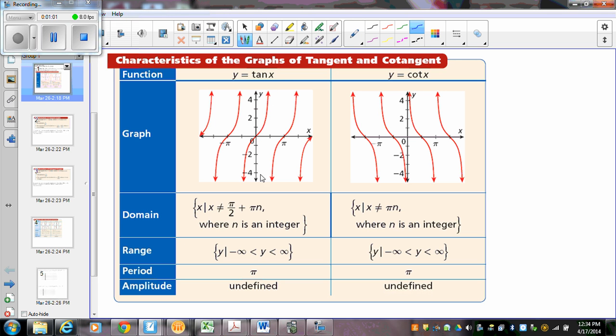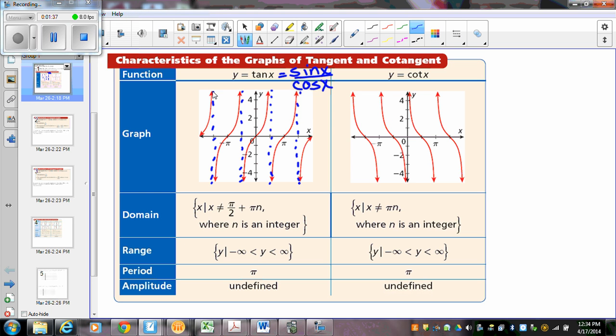You'll notice tangent, remember, is equivalent to sine of x over cosine of x. So anytime that cosine is 0, tangent is going to be undefined. So you'll notice here that we have vertical asymptotes everywhere that on your unit circle cosine is 0. So that would be at pi over 2, 3 pi over 2, negative pi over 2, negative 3 pi over 2, and so on and so forth, forever and ever along that x-axis, because the graph's periodic.